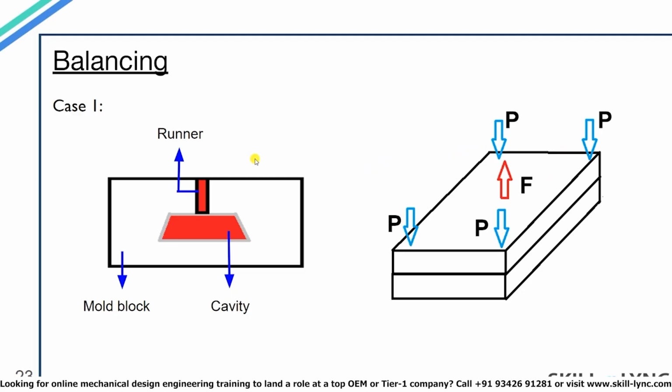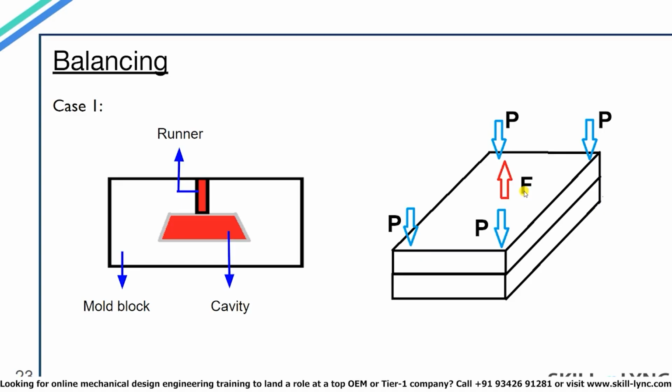The diagram which you see on the left is the side view of the mold. You can see the runner, cavity and the mold block. And on the right, you can see the same mold block in an isometric view. In the first case, you can see the runner is at the center of the mold. So when the molten material is injected into the mold, there will be a force at the center of the mold blocks, which will try to separate the mold blocks from each other. This force is denoted by the letter F in the diagram.